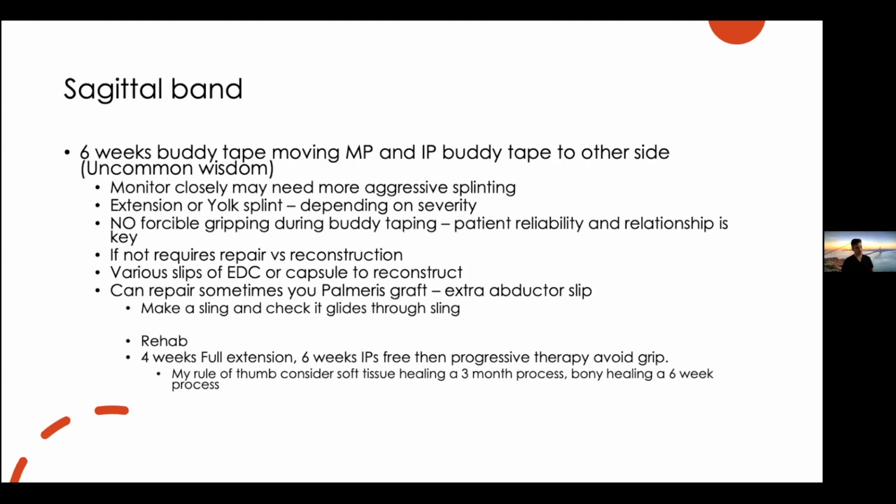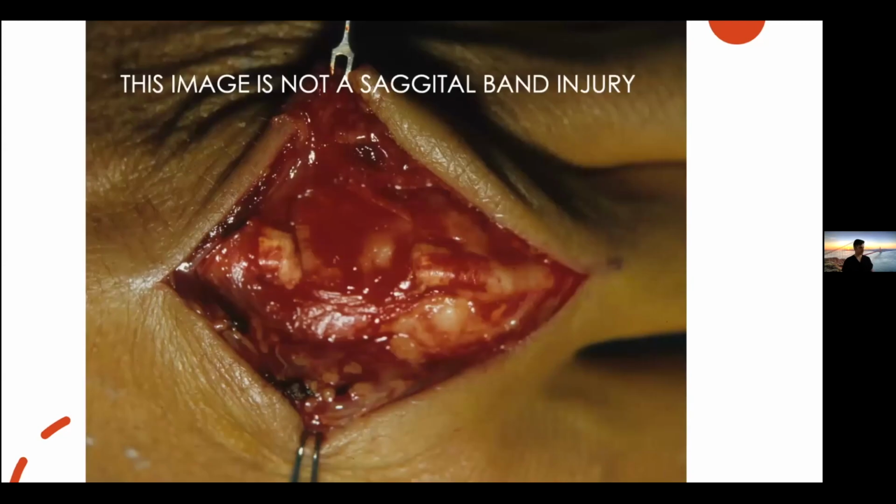Rehab is about 4 weeks in full extension after surgery. From 2 weeks up to 6 weeks you can free the IPs, and then at 6 weeks go to progressive motion. Again, my rule of thumb is to consider soft tissue healing at around 3 months and bony healing at about 6 weeks. This is not a sagittal band injury, but it's the best picture I have of the sagittal band. You can see right here the sagittal band, and it's still holding that distal portion of the tendon in place there.